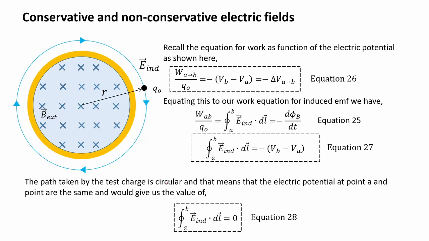Recall the equation for work as a function of the electric potential, as shown here in equation 26. Equating this to our work equation for induced EMF, we have equation 27. The path taken by the test charge is circular, and that means that the electric potential at point A and point R are the same and would give us the value of 0, as shown in equation 28.